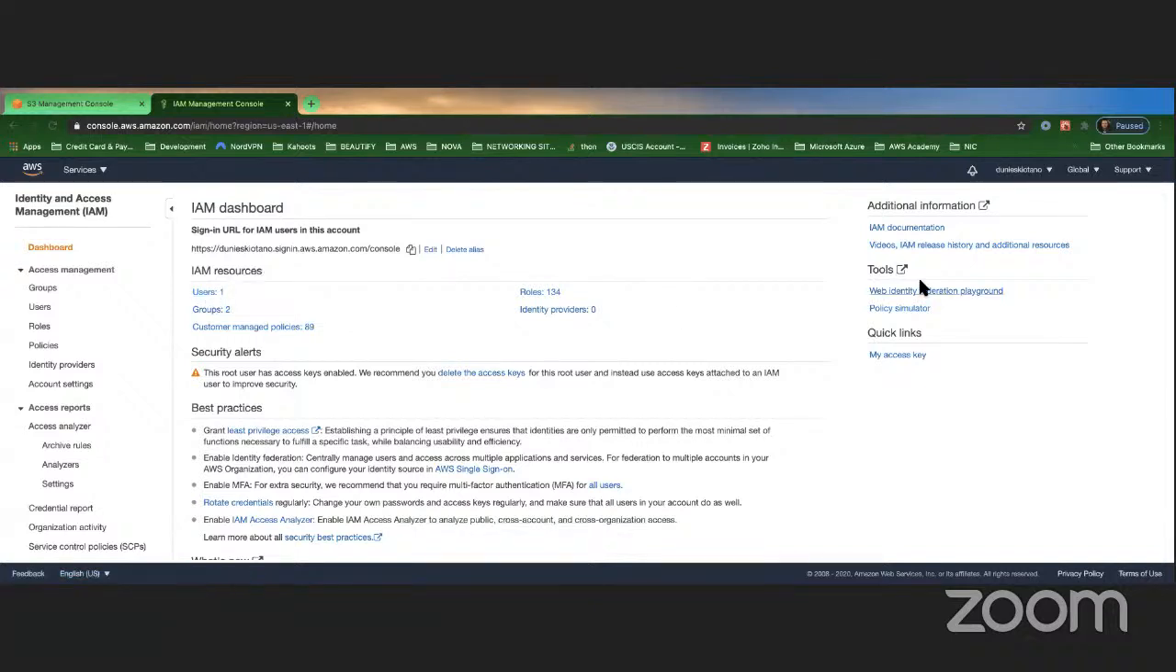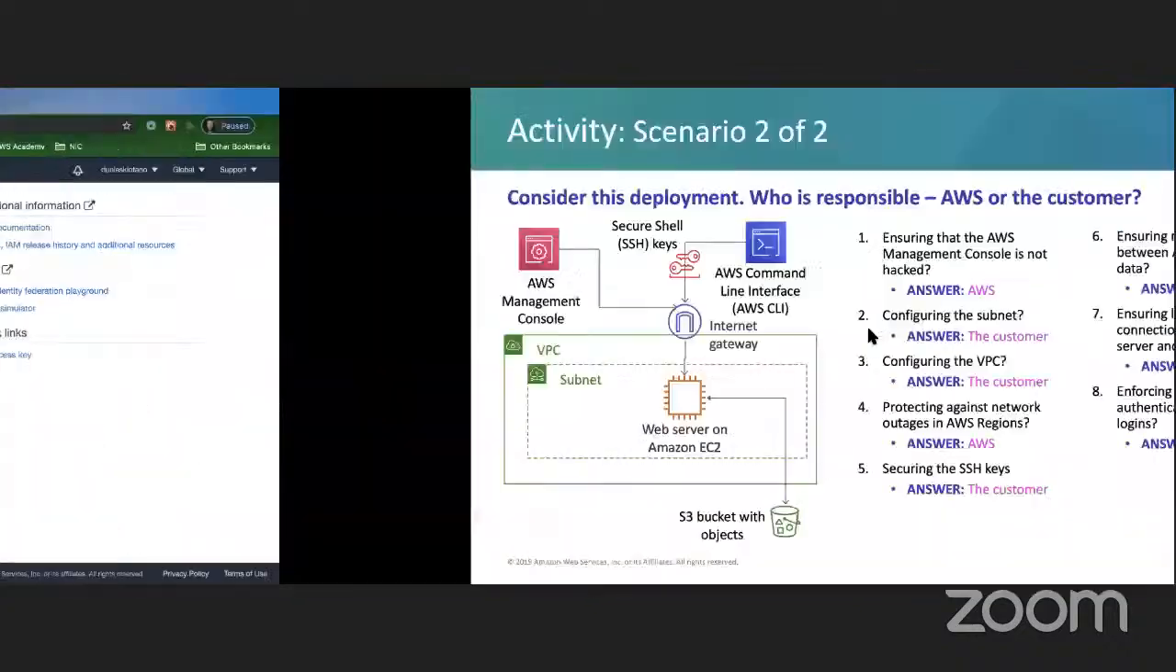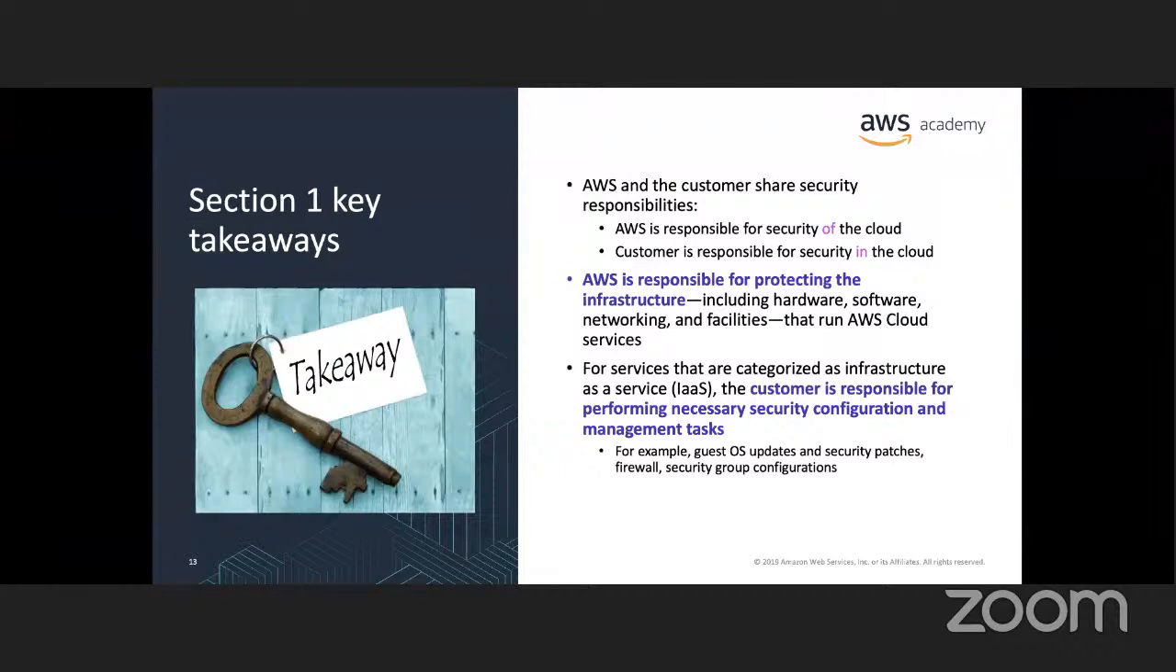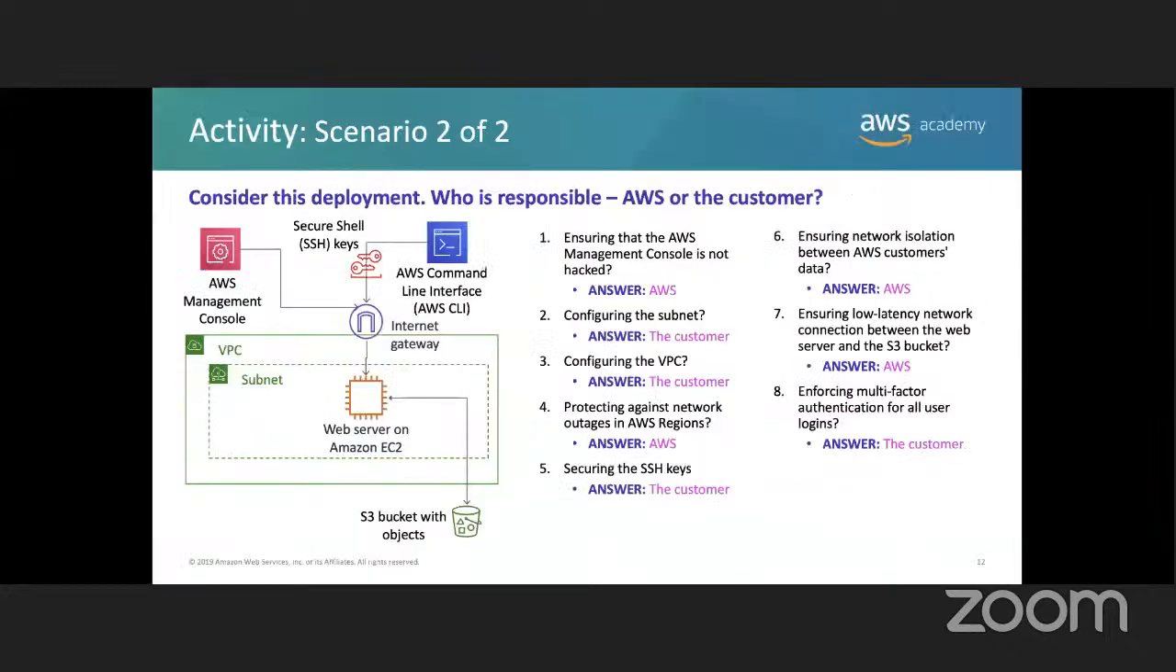Good. Now we continue with the next one, with the next slide. So the takeaways here. AWS and the customers share security responsibilities. AWS is responsible for the security of the cloud. The customer is responsible for the security in the cloud. Can you go back? Come back, sorry. Okay, thank you. There's a video, don't forget.